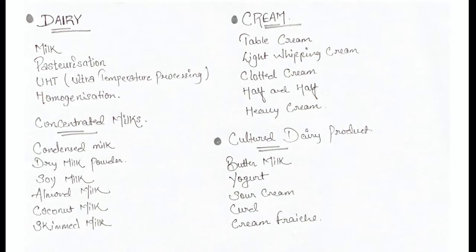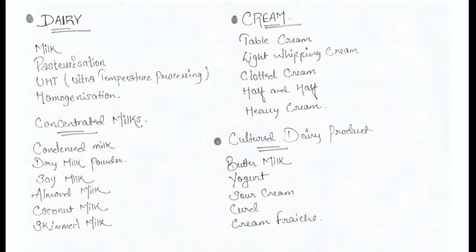Like for example dairy, we have milk, pasteurization, then UHT, which is ultra high temperature processing, meaning high heat, right? And there is homogenization. When it comes to milk, it is actually 88% water, and it contains 3.5% milk fat, and 8.5% comes under milk solids, right?